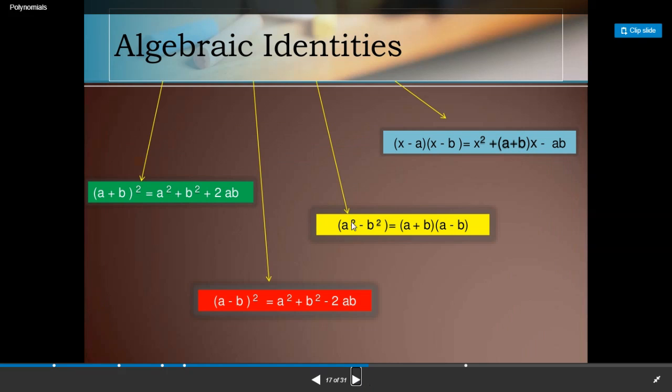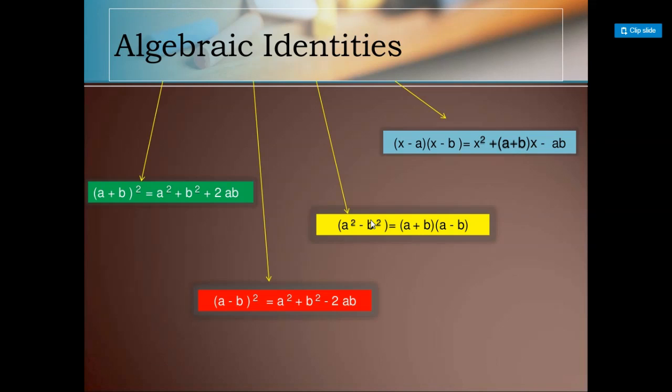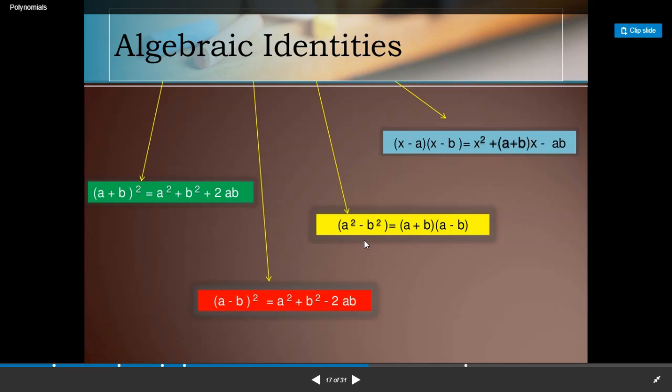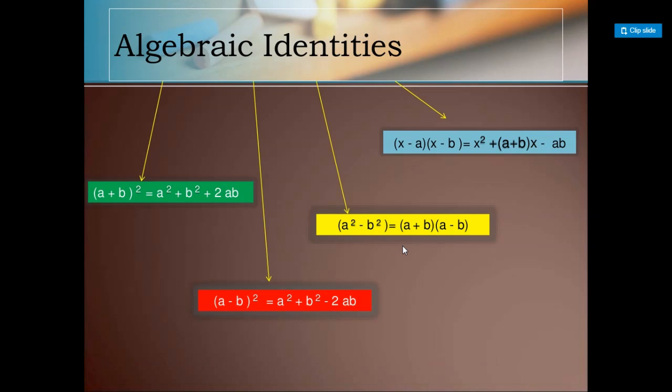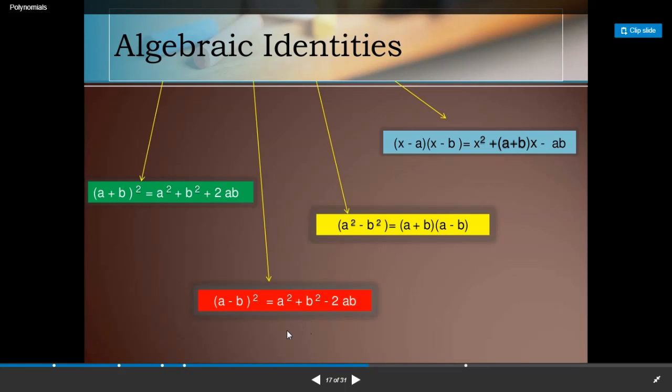Algebraic identities. A plus b whole square equals a square plus b square plus 2ab. In the same way, a square minus b square equals a plus b into a minus b. A minus b whole square equals a square plus b square minus 2ab, and x plus a into x plus b equals x square plus a plus b x plus ab.